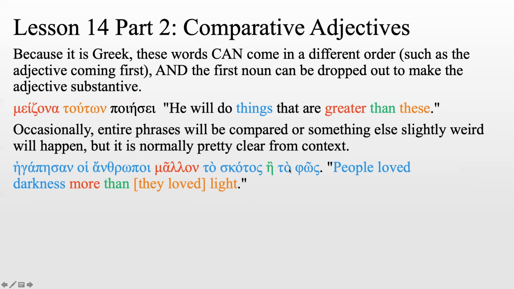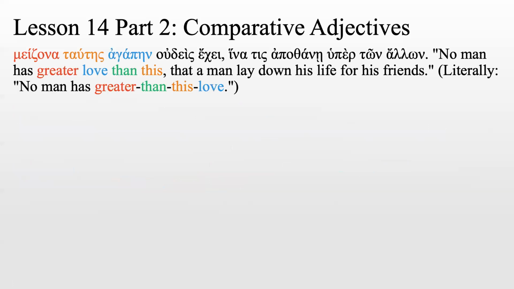If this were in the nominative, though, you would probably need to repeat the whole phrase or repeat the whole clause and put that in as the subject. But normally it's going to be pretty clear. Normally it's going to be pretty obvious what's going on. And note, malon can be used in comparisons to mean more. We've seen it before as sort of like an adverb, but here it can be used as an adjective doing a comparison like this.